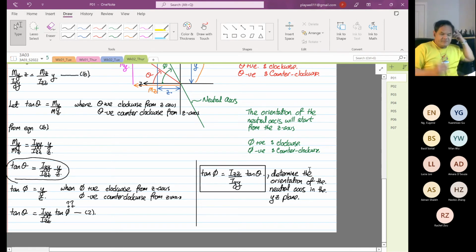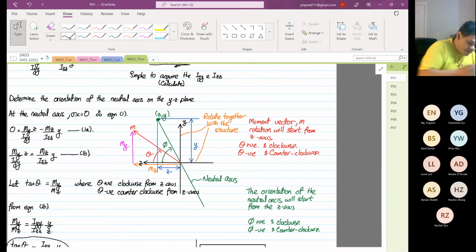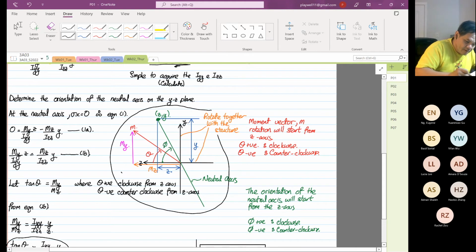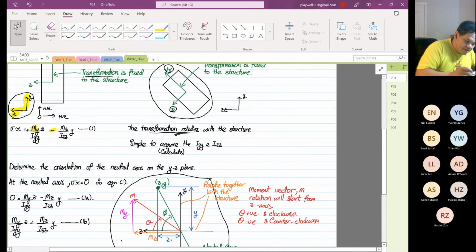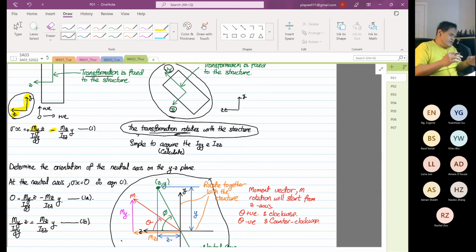Now, this formula is not difficult to use at all, if and only if you follow this diagram over here, this figure over here, and you have to bear in mind the transformation will rotate with the structure. A lot of times when I teach this course, students are not able to get it right because they fail to visualize that the transformation will rotate with the structure.